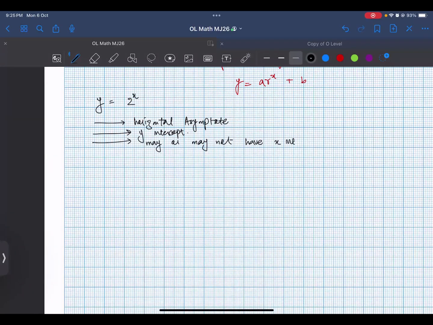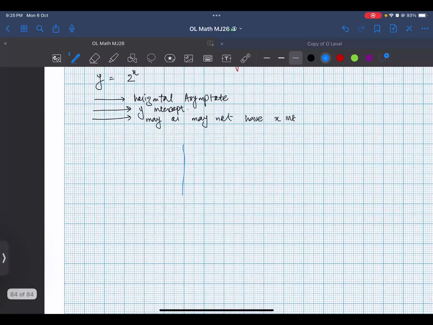Let's see. So in this example, we have 2 to the power of x, the most basic one. And in this example, the x-axis is your asymptote. X-axis means y is equal to 0, which is the x-axis. This is the asymptote. I'll explain why in a moment. Let me complete this. Let me do a few questions, examples, and then people can ask you questions.